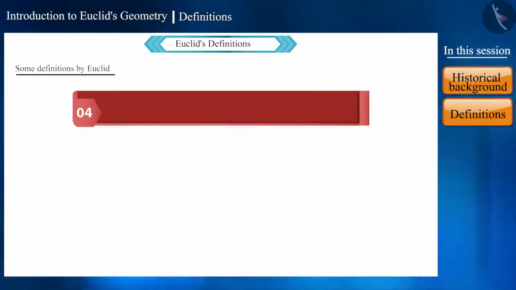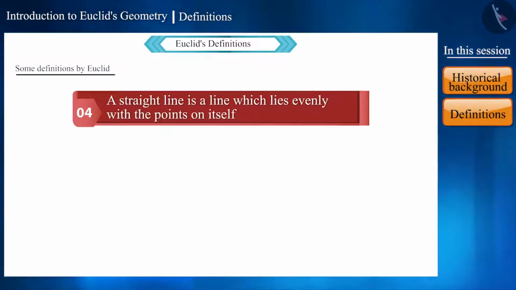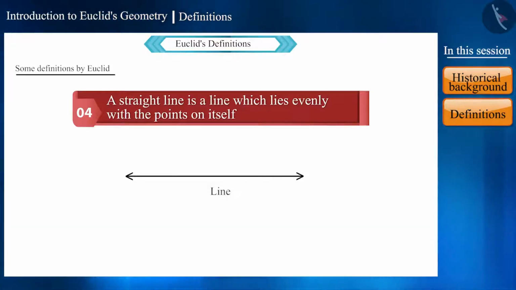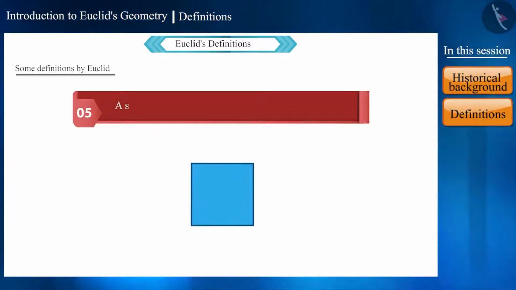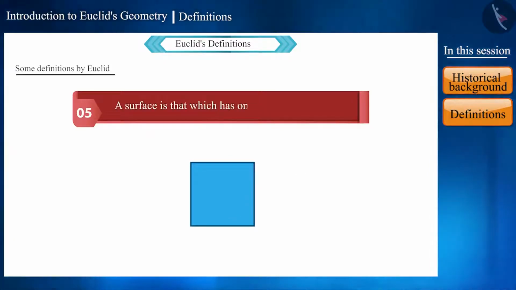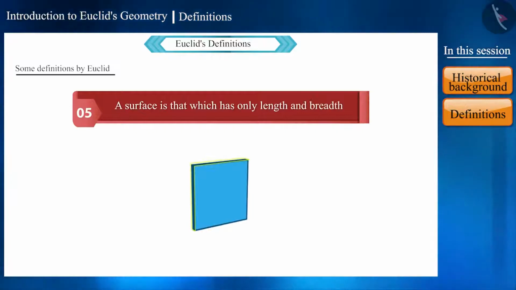This is the fourth definition. Line which lies evenly with the points on itself. That is, we can say that on joining many points, a line is formed. The fifth definition is that a surface is that which has only length and breadth. That is, we can say that a surface has no thickness.